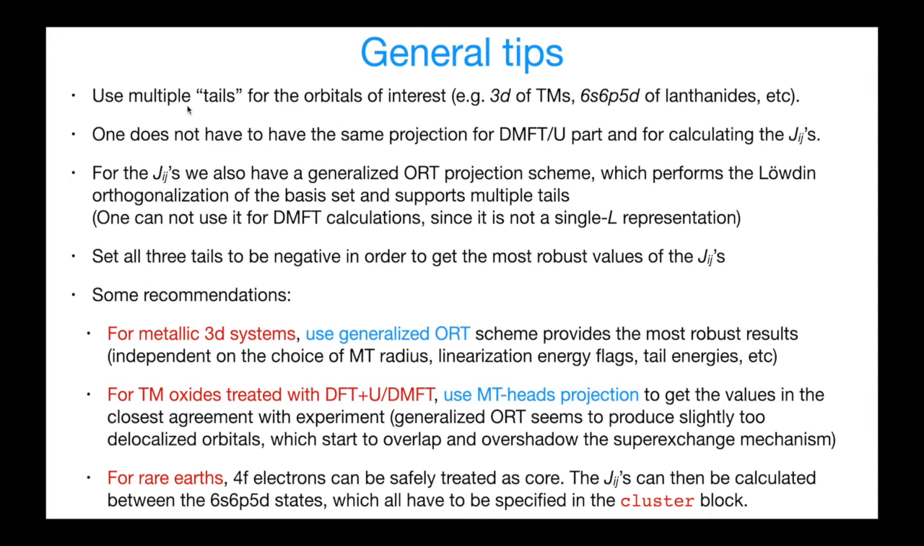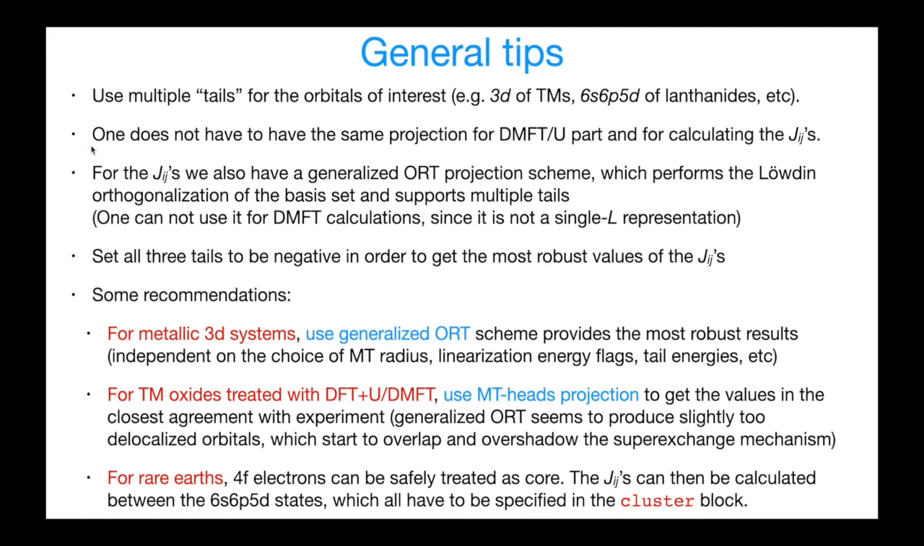First of all, try to use multiple tails for the orbitals of your interest. For example, in transition metals it's 3d states, and for lanthanides it will be 6s, 6p, and 5d states. This way you will make your basis more flexible and also the results will be more robust.